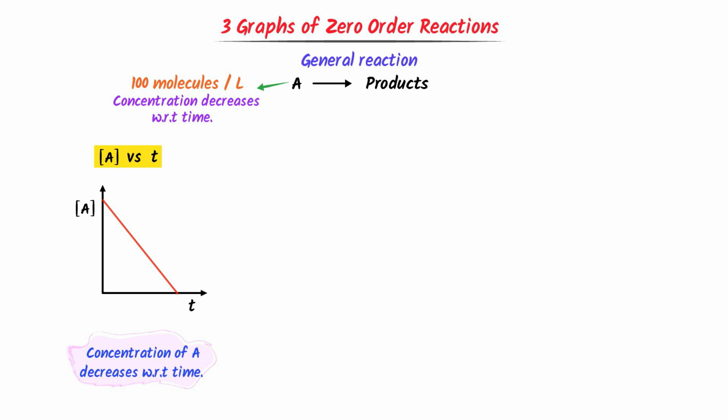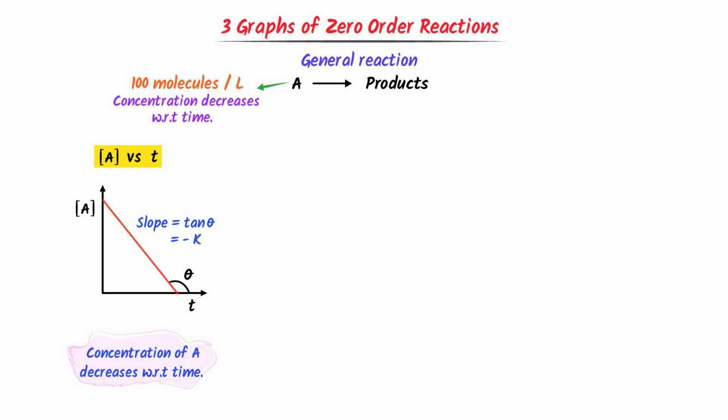Now what about its slope? We know that the angle theta is always formed at x-axis. This is angle theta. The slope of this line is tan theta or minus K. Thus this is the graph of concentration of A reactant against time.